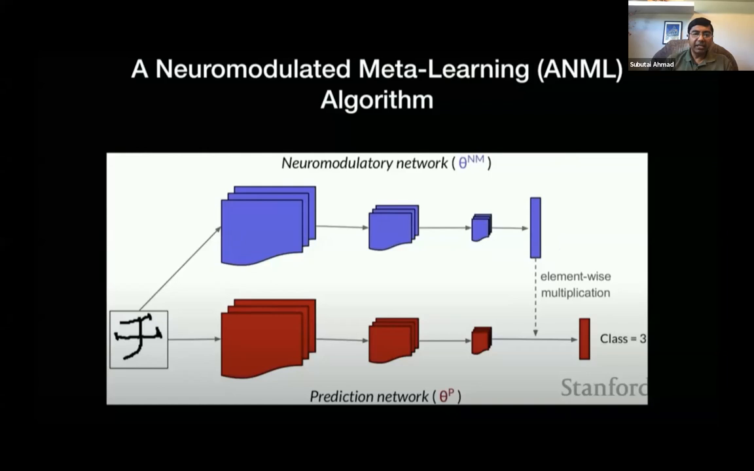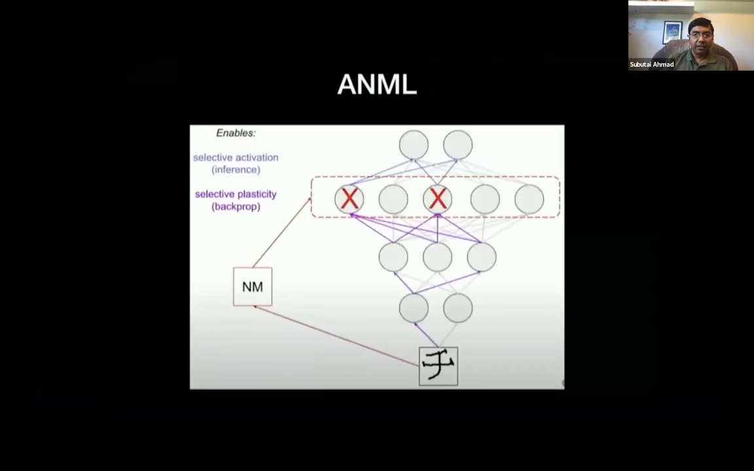I think it might be slightly different, but it's a continuation of that same basic idea. So here's another picture of it. It gets some input, and for each unit in this layer, it tries to decide whether it's going to learn or not learn. Okay, so it's selective plasticity.